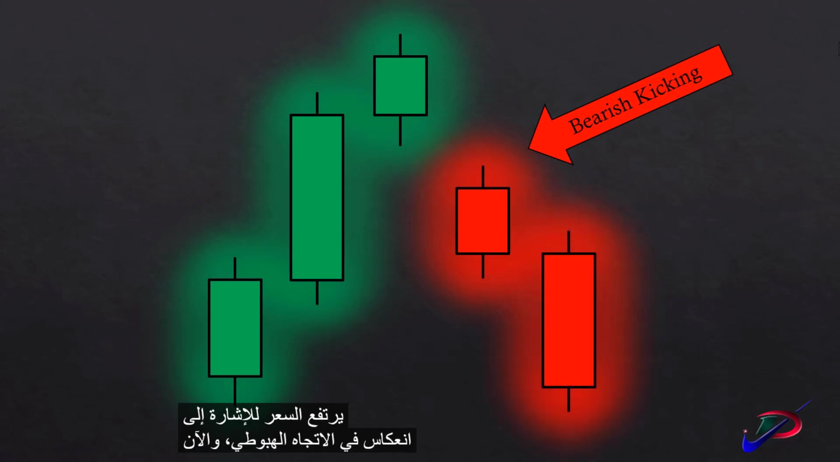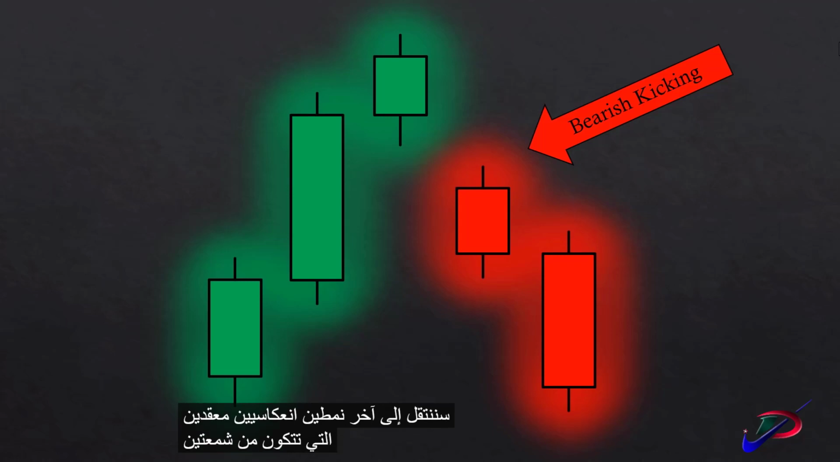The bearish kicking pattern appears when the price is going up in order to signal a reversal to the downside. Now we'll move on to the last two complex reversal patterns that are formed by two candles.